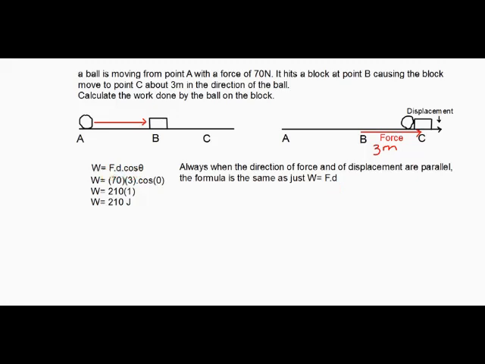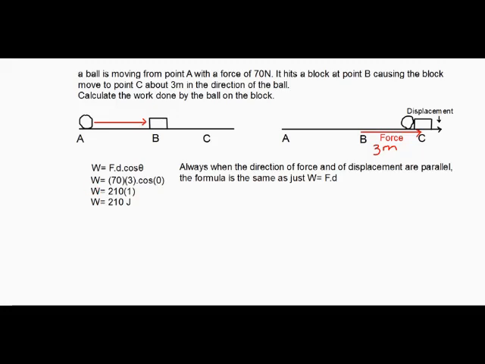W is equal to force times displacement times cos theta. Theta is the angle between force and displacement. In this case there is no angle between force and displacement. You will see when we move on where you find an angle between force and displacement. But for this one the angle will be 0 because there is no angle between force and displacement. They are just parallel to each other.